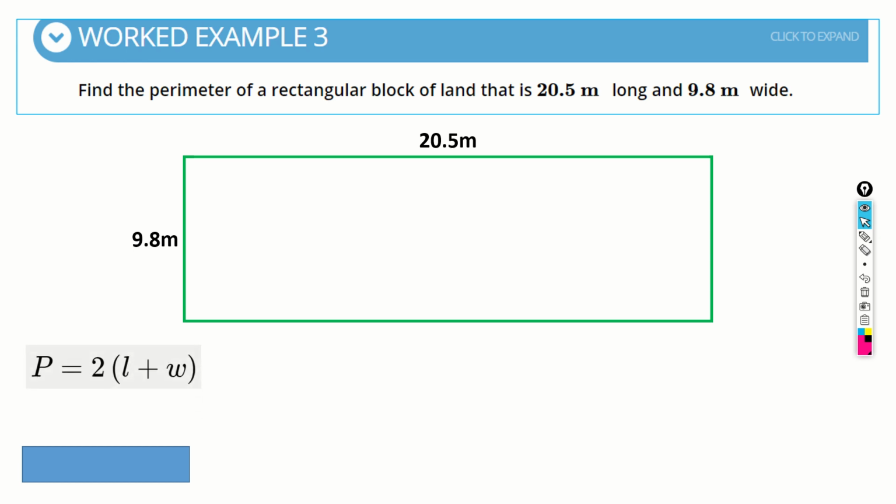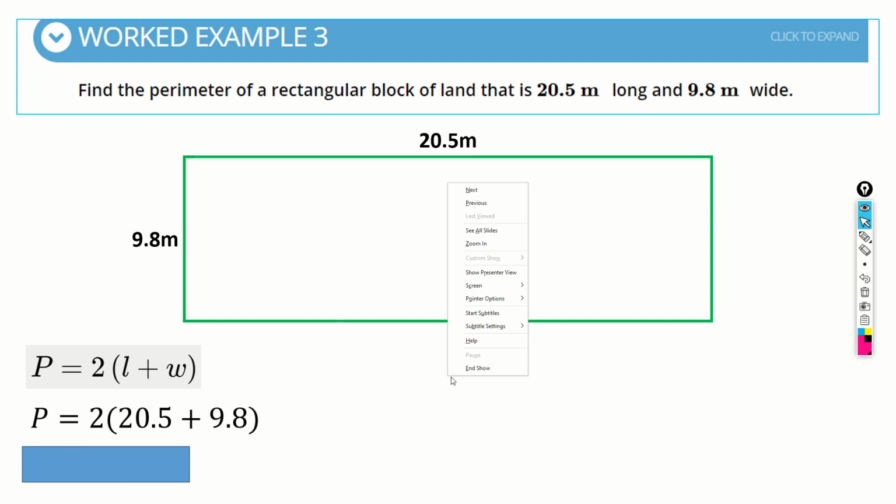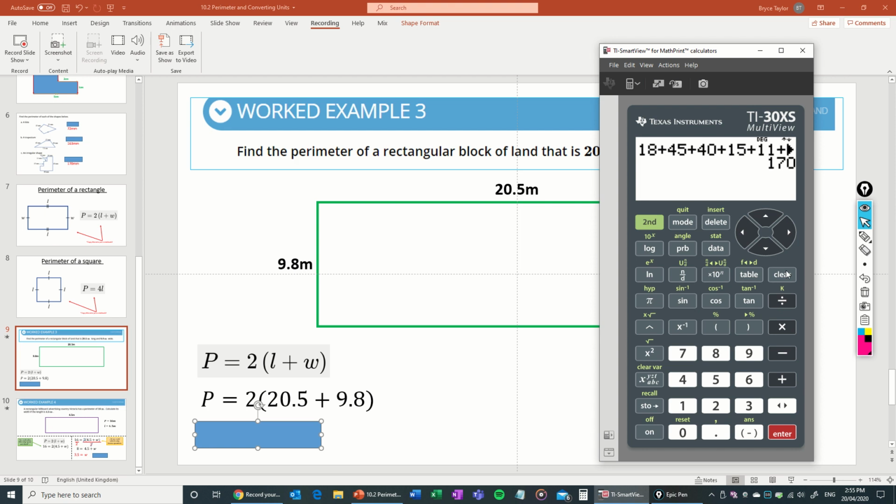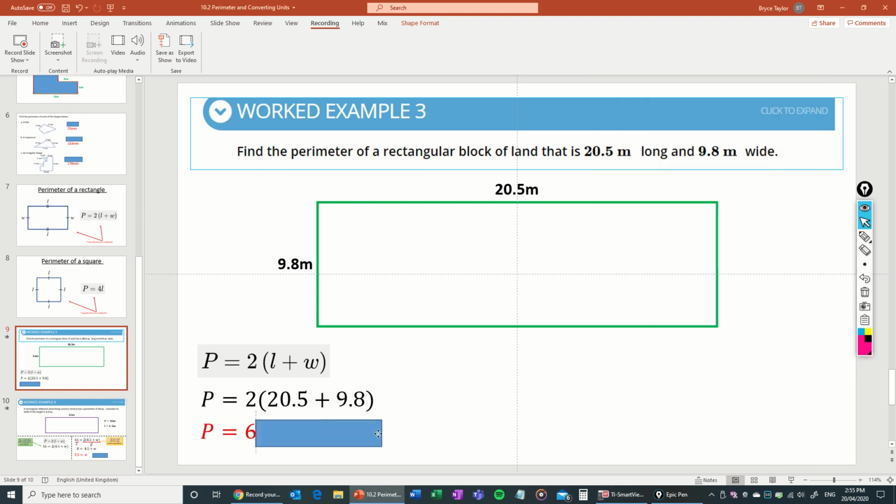Well, for this one, we can just use that shortcut and fill in the blanks there. So length and width. So we add those two parts together. We just put this in the calculator. So we've got 20.5 plus 9.8. And then we just times it by 2. 60.6 meters. Okay, make sure you include the units.